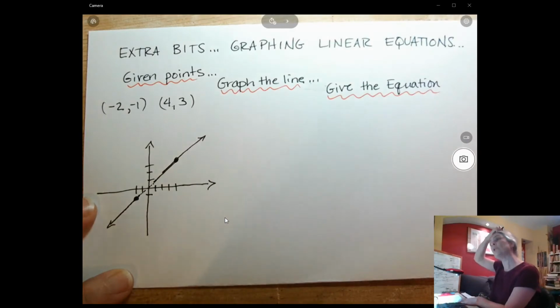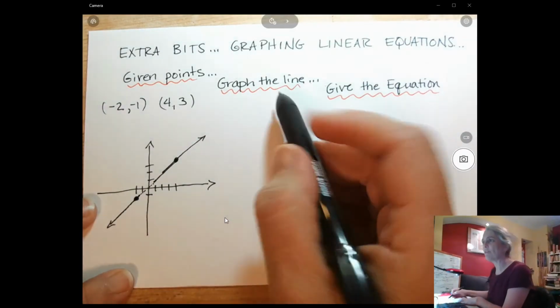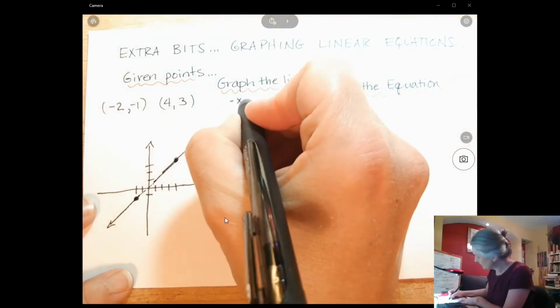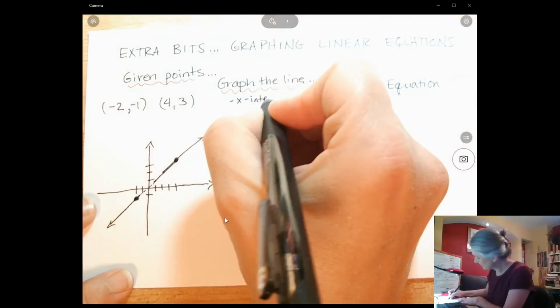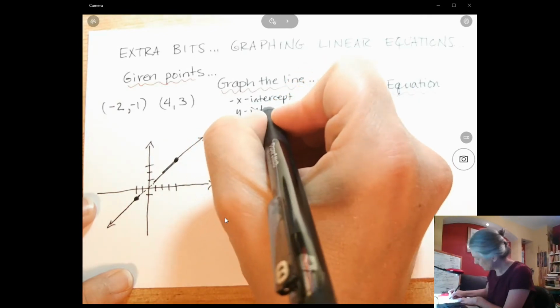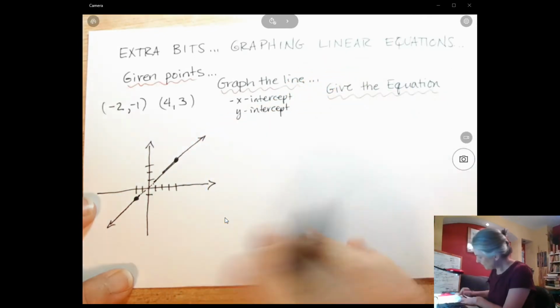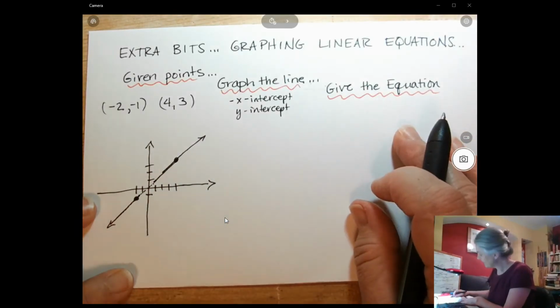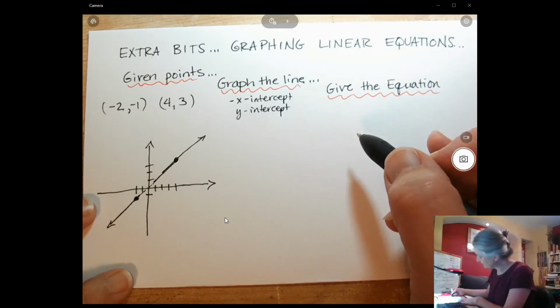Now, we kind of graphed the line, but we haven't really finished it because we have to find the x-intercept and the y-intercept. We don't know those yet. But in order to find those, we need to find the equation of the line. So let's go ahead and do that. How do we do that?